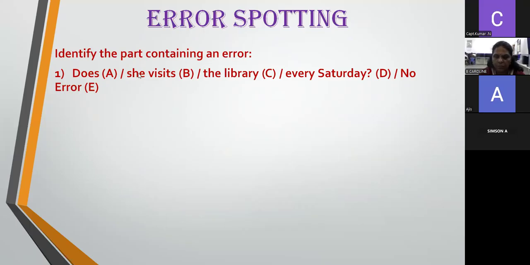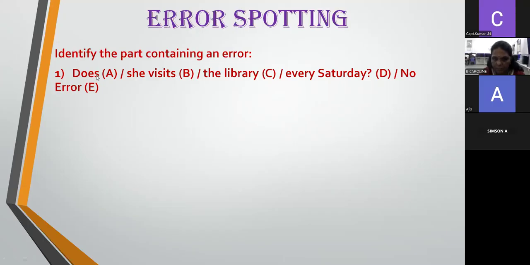It's an MCQ, a multiple choice question. Identify the part containing an error. Does she visit the library every Saturday? You have to identify which part of the sentence contains the error, or else, if there is no error, you have to choose E. So, where is the error in the sentence? You identify? See, the question starts with the S form of the do verb, does, because she is third person singular. So does she is correct, but here visits.